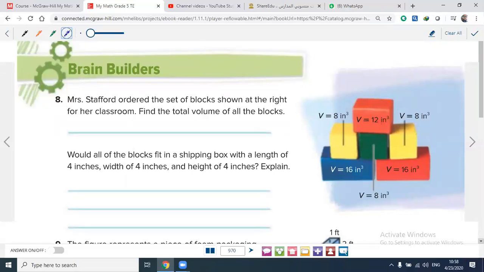Okay, I have here the volumes for each one. We need to find the sum of all of these volumes. You have to add all of this. So I have to add 3 plus 12 plus 8 plus 12 plus 8 plus 16 plus 8 plus 16 to find the total. Wait, now find it.